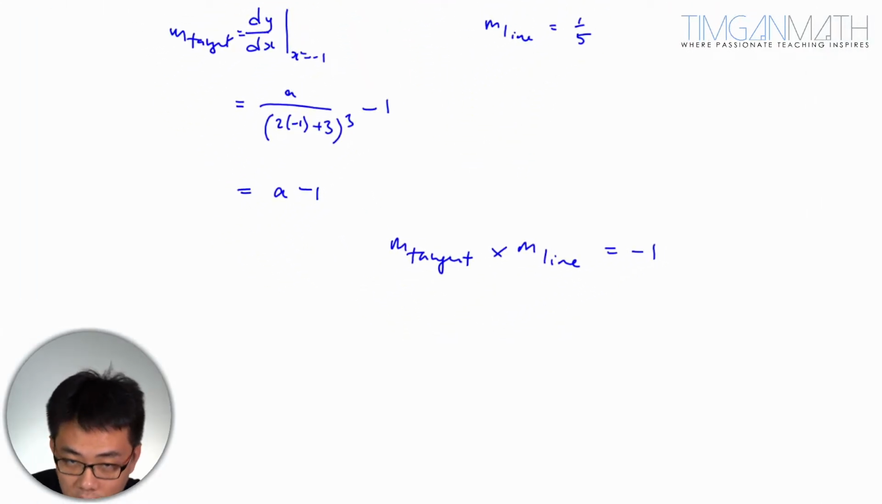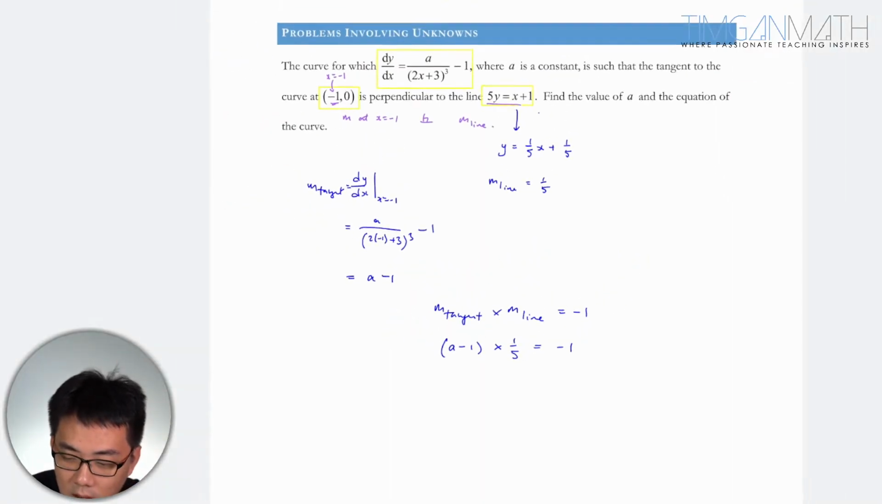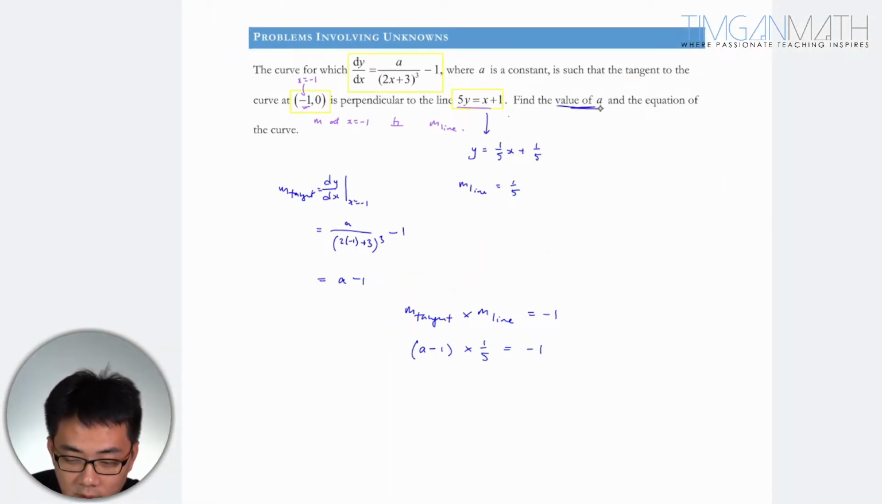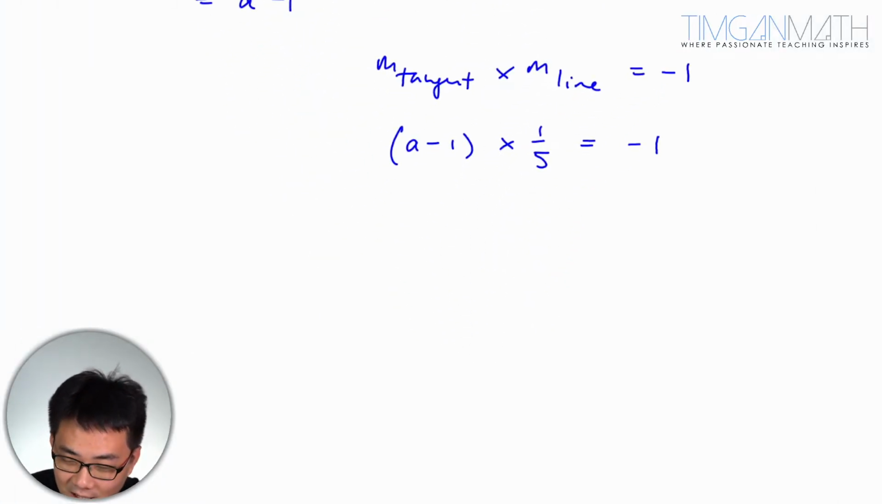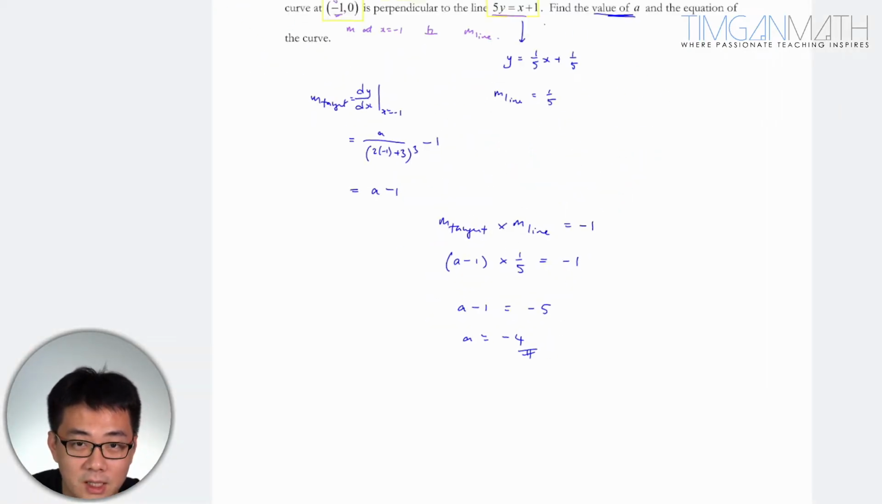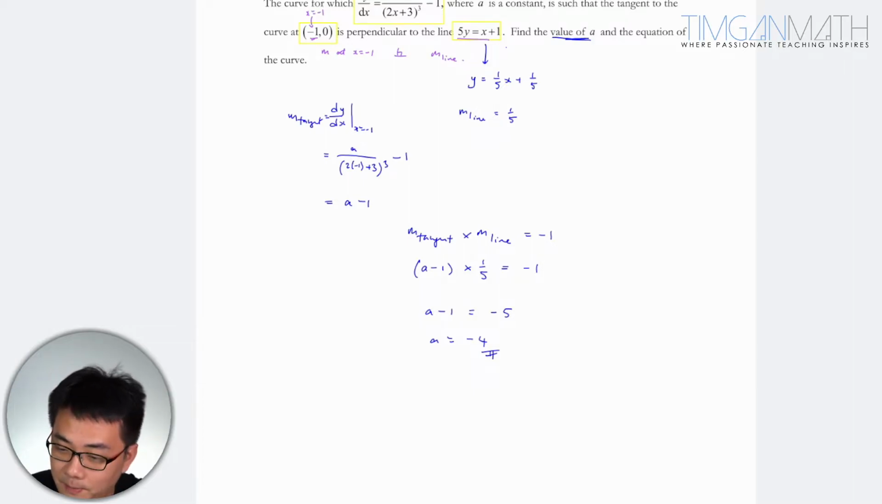So in this case, m tangent will be a minus 1, m line will be 1 over 5, and this will just be -1. Essentially, we want to find the value of a, so I just established this. Once this is done, we have a minus 1 equals -5, and a is just -4. Alright, so that is how we do this part here.